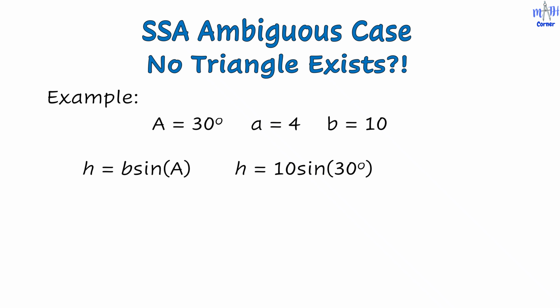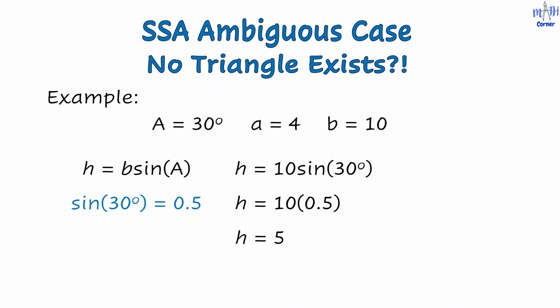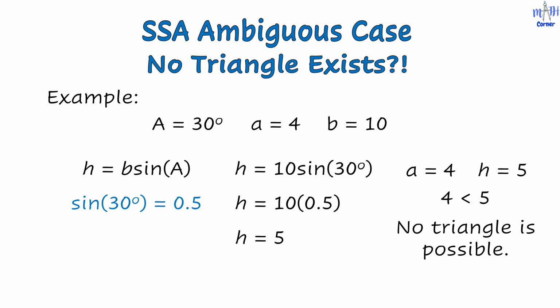Step 2. Simplify. Since sine 30 degrees equals 0.5, then we have h equals 10 times 0.5, which is equal to 5. Next step. Compare. A equals 4. h equals 5. Since A is less than h, no triangle is possible.